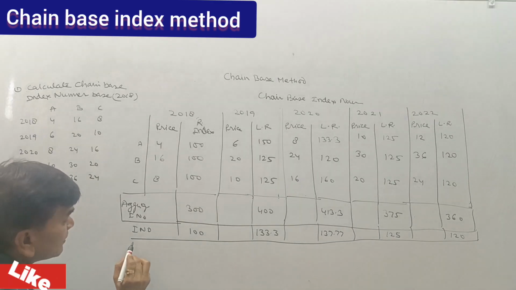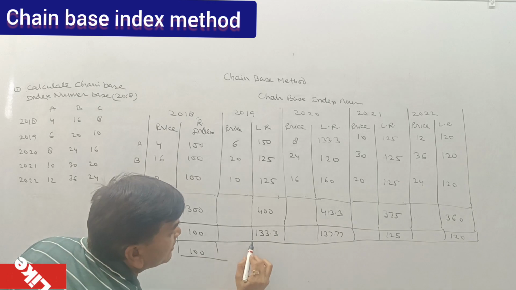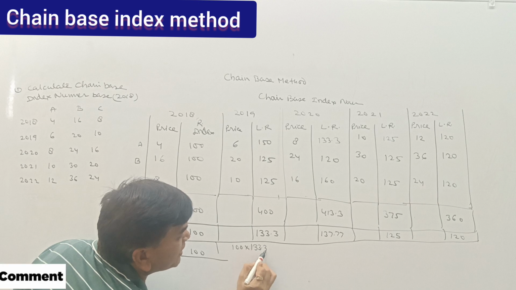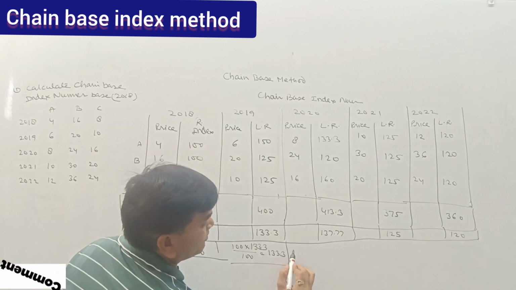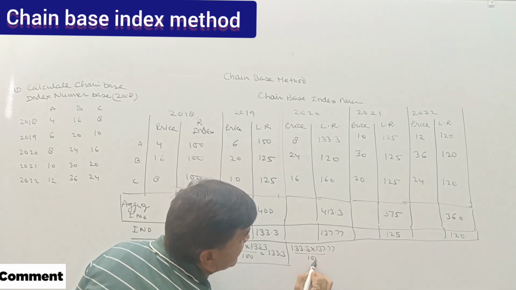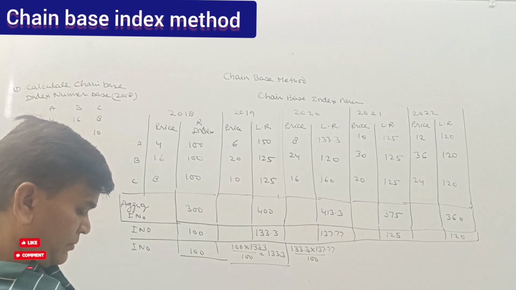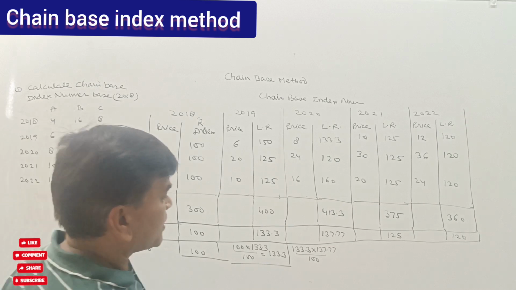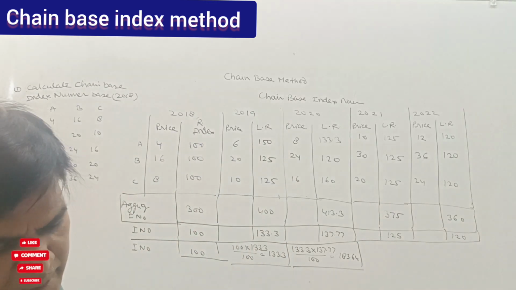Now the index number. First one is 100. Second one is previous year 100 multiplied by current year 133.3 divided by 100, so it will be 133.3. Next, previous year 133.3, current year 137.77 divided by 100, that is 183.64. This will be the index of this year, 183.7.